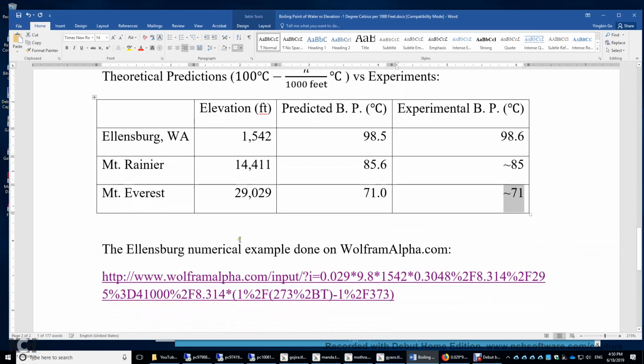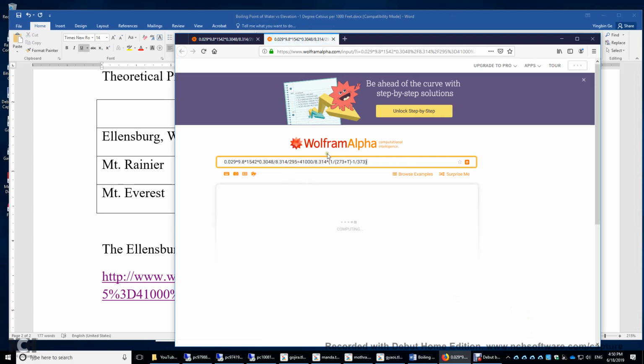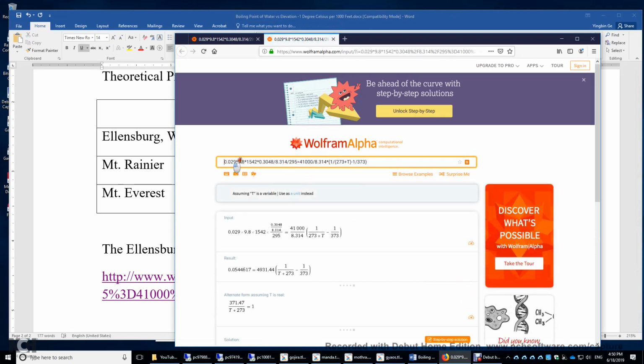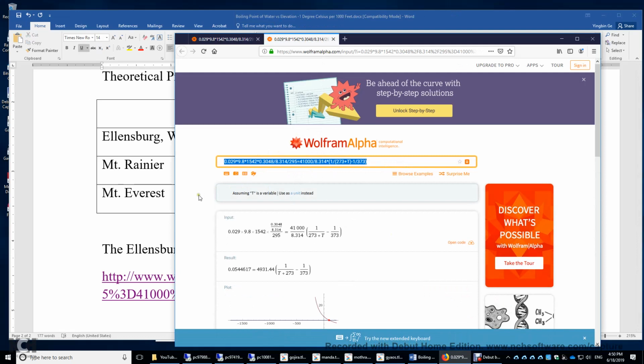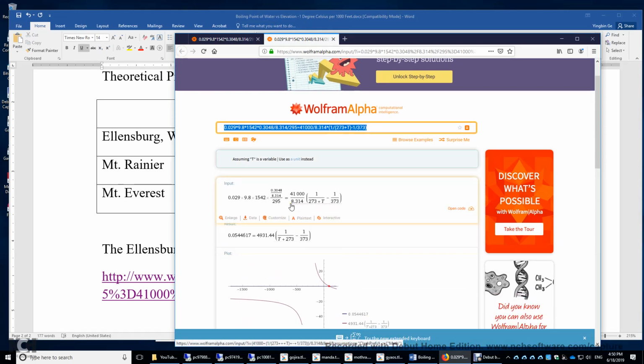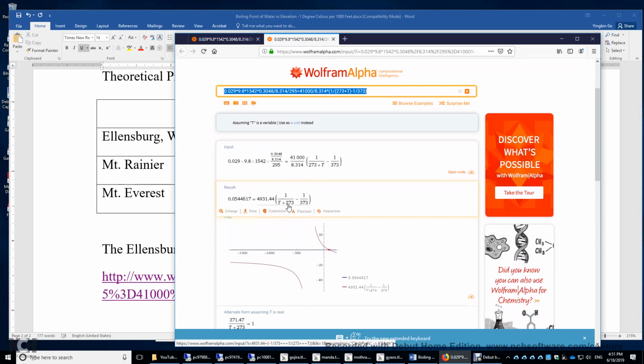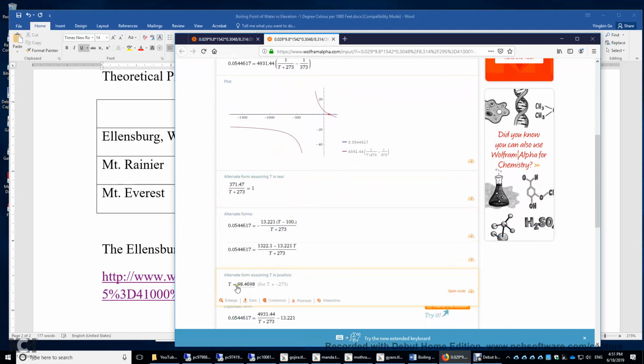Celsius. And I want to show you the Ellensburg numerical example was done on wolframalpha.com. So you just simply copy paste this to your web browser, or you simply do control click, and you will see this website right here. And this is the equation I typed, and the Wolfram Alpha website will do the computation for you, and the result is 98.5 degrees Celsius over here.